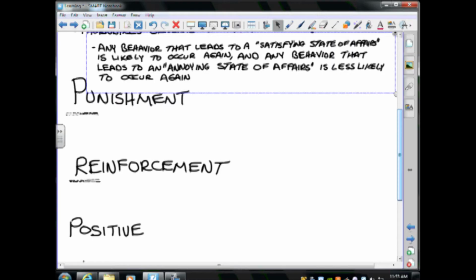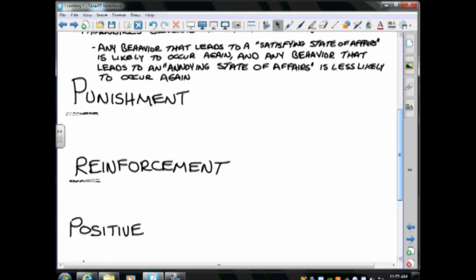Why did this drive Skinner nuts eventually? And Watson nuts? What in the world is a satisfying state of affairs? What in the world is an annoying state of affairs? Very imprecise language if you are in the behaviorist camp. But this is a big leap forward, and it's a general principle that really moves the field of learning forward. So Thorndike's law, I think you need to make sure you know that.